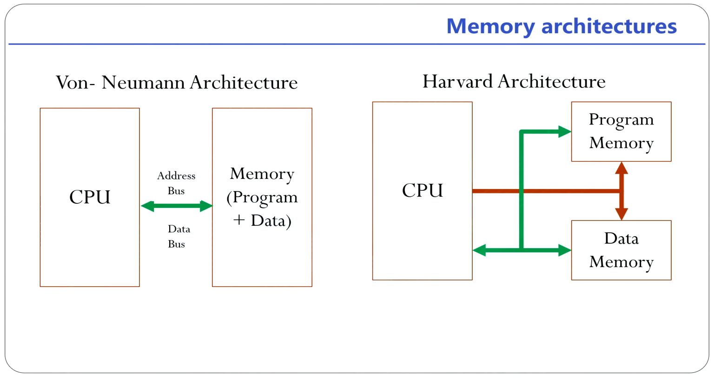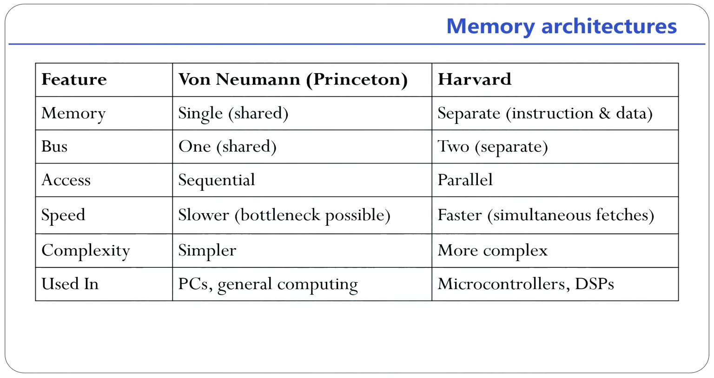So we can say, just a quick difference between these. Von Neumann means one memory, simple but slower. Harvard means separate memory, complex but faster. So most modern microcontrollers use Harvard architecture for better performance.